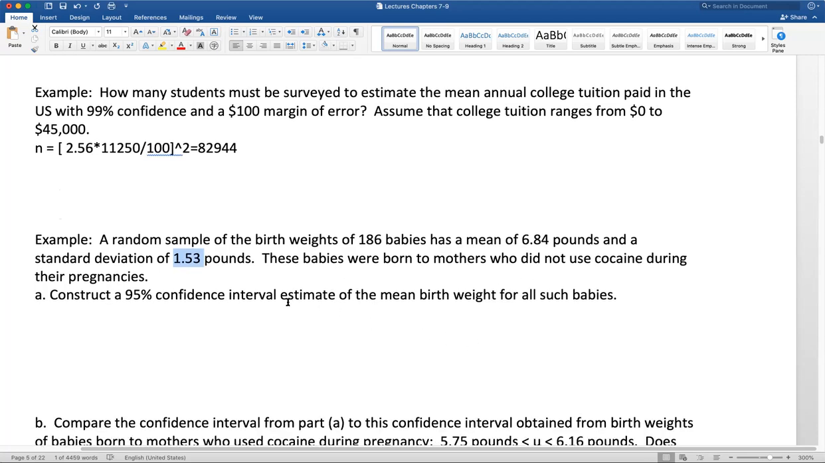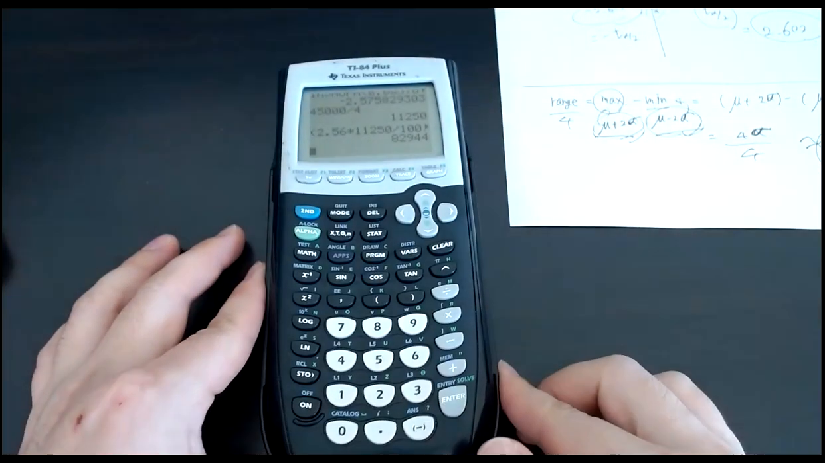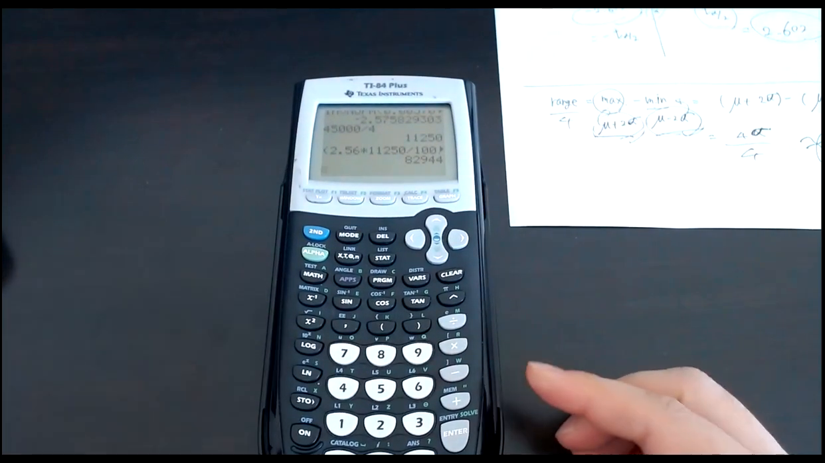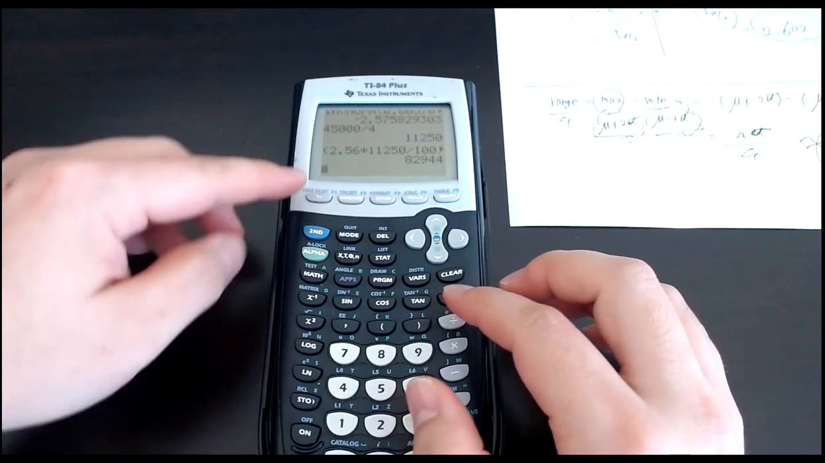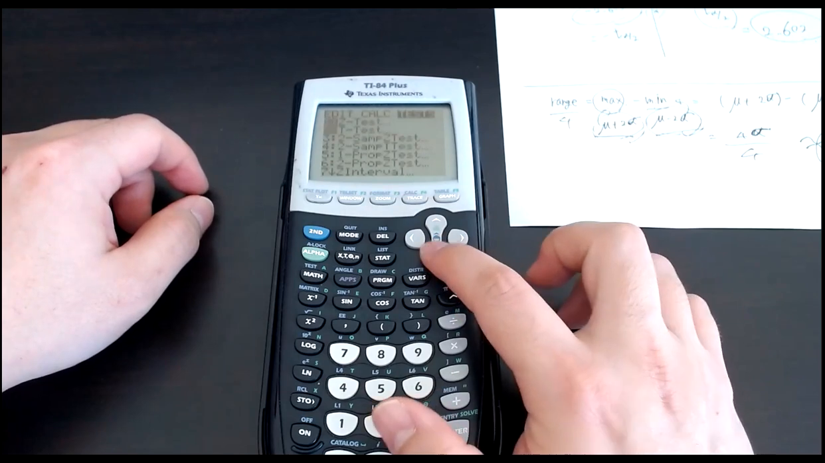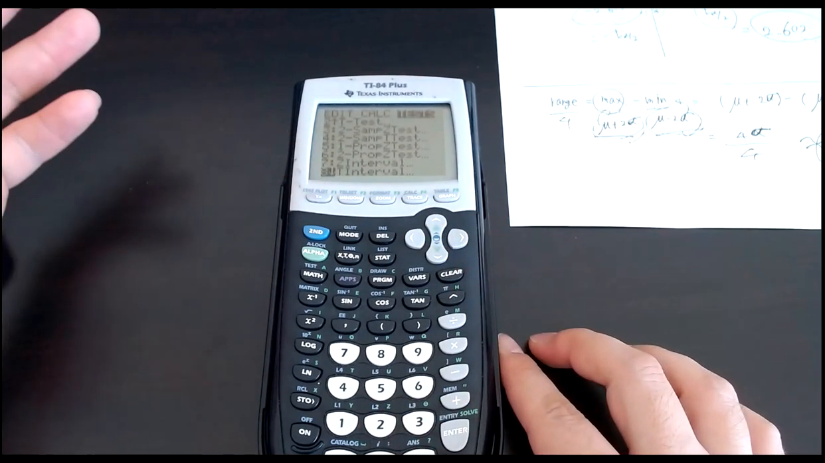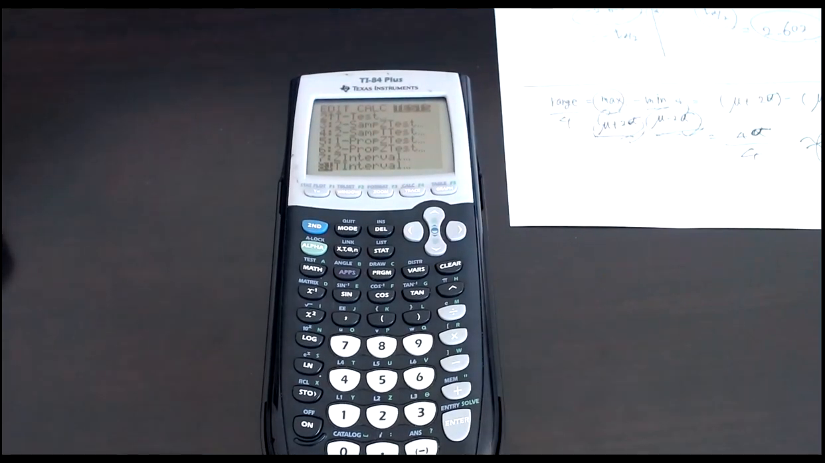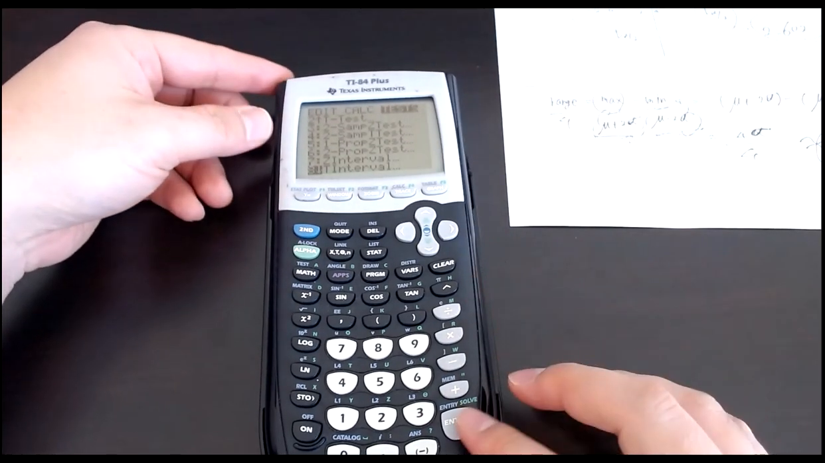Okay, so now let me use the calculator to estimate the confidence interval. So now we go to the STAT menu, okay? So it's a test right there. So we use the t interval, right? We've got to use the t interval, right? Why? Because the problem doesn't give us what? The population standard deviation sigma. We don't know that yet, right?